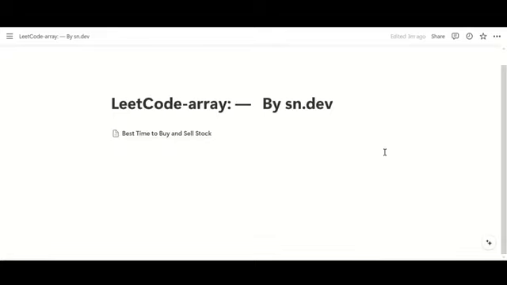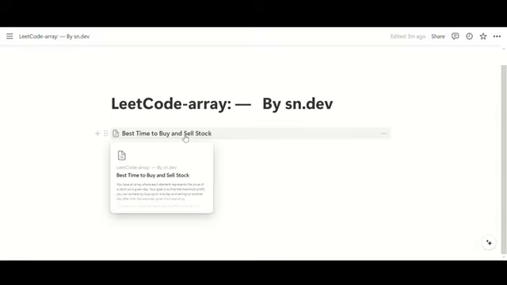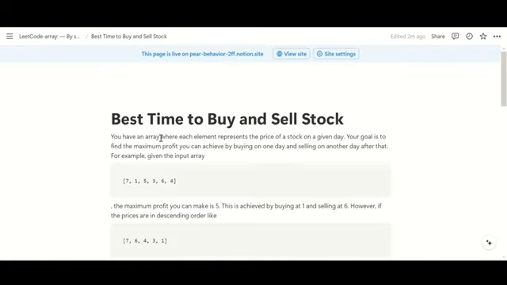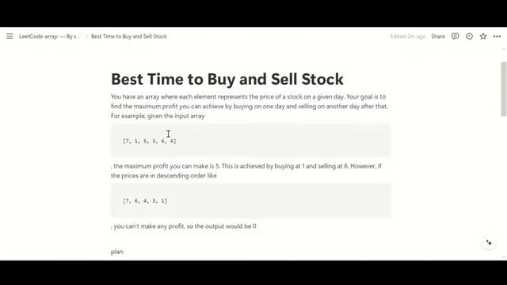Today we'll be solving best time to buy and sell stock, which is an easy level LeetCode array question. So let's get started. Here you have an array where each element represents the price of a stock on a given day. Our goal is to find the max profit we can achieve by buying on one day and selling on another day. For the particular given array, the max profit we can make is 5. This is achieved by buying at 1 and selling at 6.